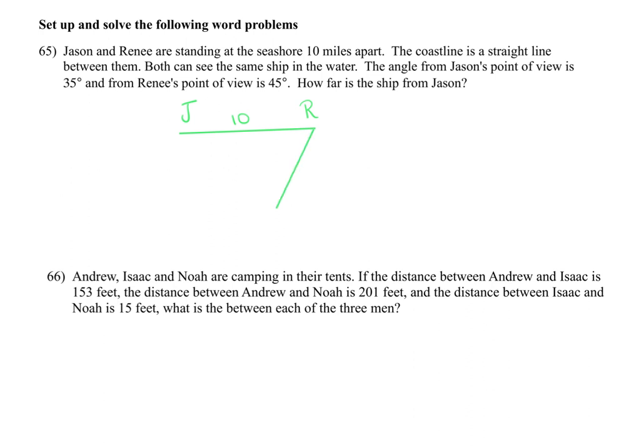And so looking at the same ship then is going to give us a triangle kind of like this. His point of view is 35. Renee's point of view is 45. They want to know how far the ship is from Jason. And so that's this guy right here, if this is my ship. And so we really have a law of sines here. You can calculate what this angle is using 180. So if I say 180 minus 35 minus 45, this angle here is 100 degrees.